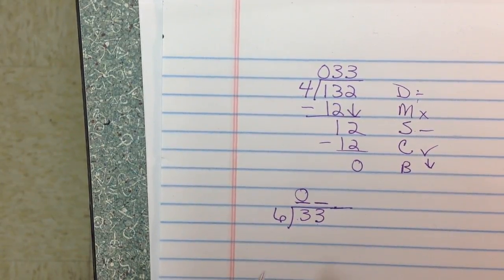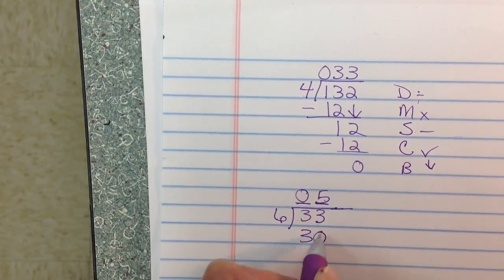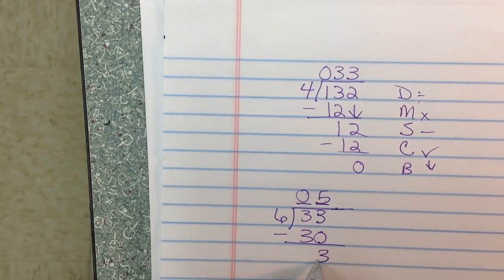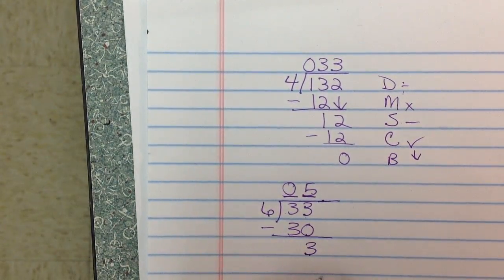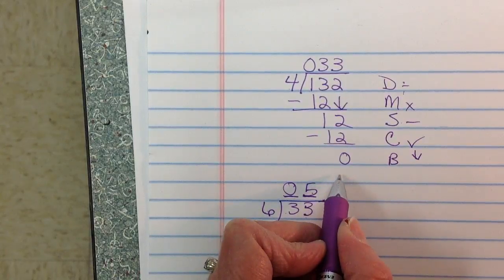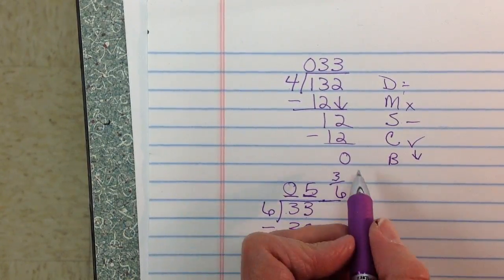6 goes into 33 5 times. 5 times 6 is 30. 33 minus 30 is 3. Now, that is our remainder. There are no other digits to bring down. You can do this one of 2 ways. First of all, make your fraction 3 over 6. Then you've got to simplify it.